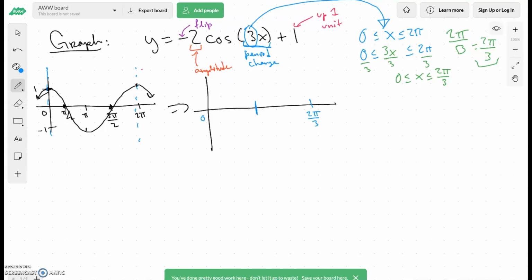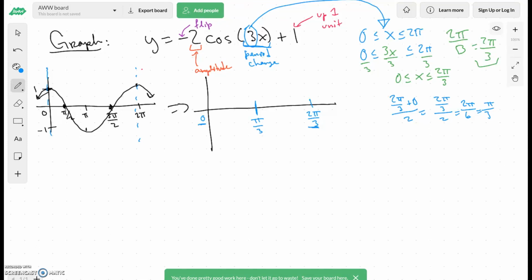I'm going to add these two numbers and divide it by 2. So I'm going to take 2 pi over 3 plus 0, and divide this by 2. What I'm going to get is just 2 pi over 3 divided by 2. This is going to give me 2 pi over 6, which in turn gives me pi over 3. So that's the middle point.